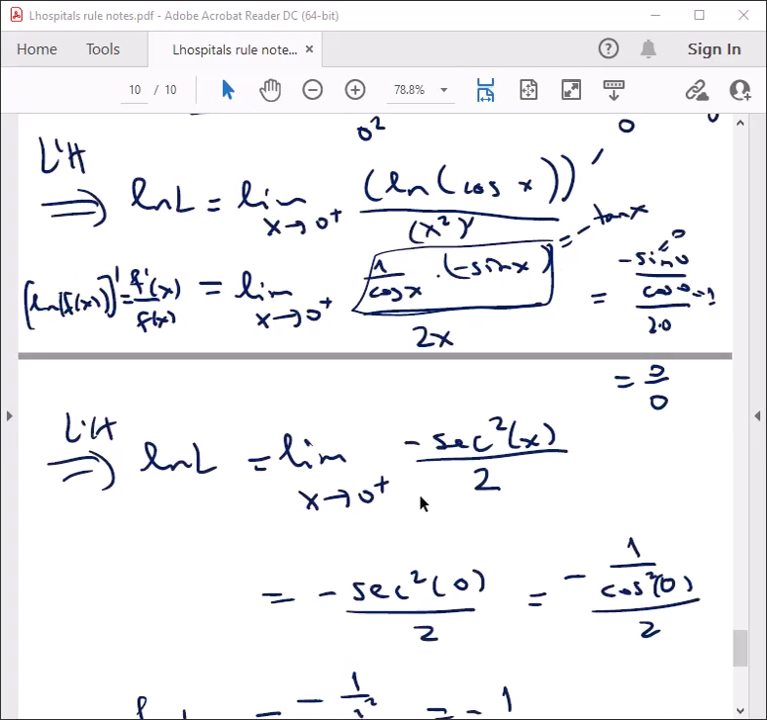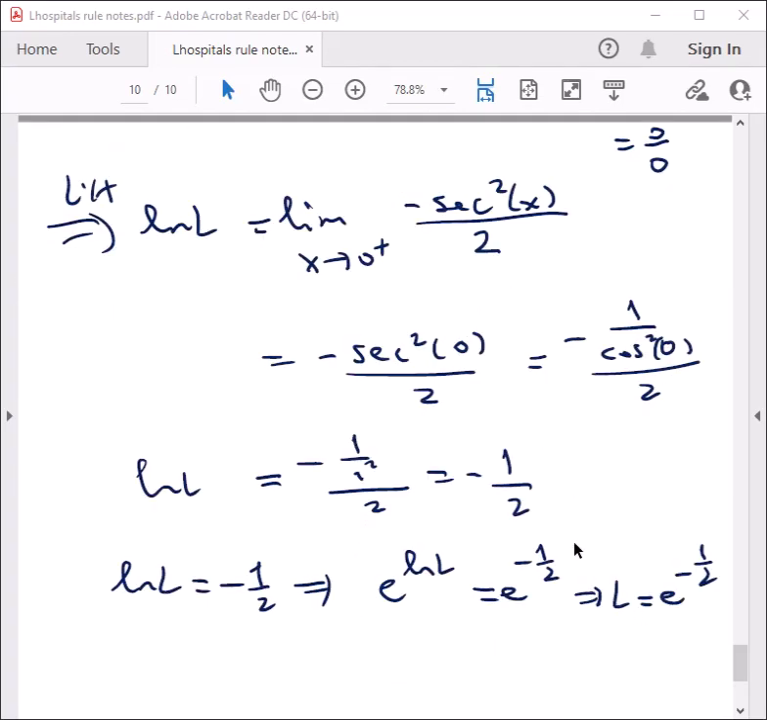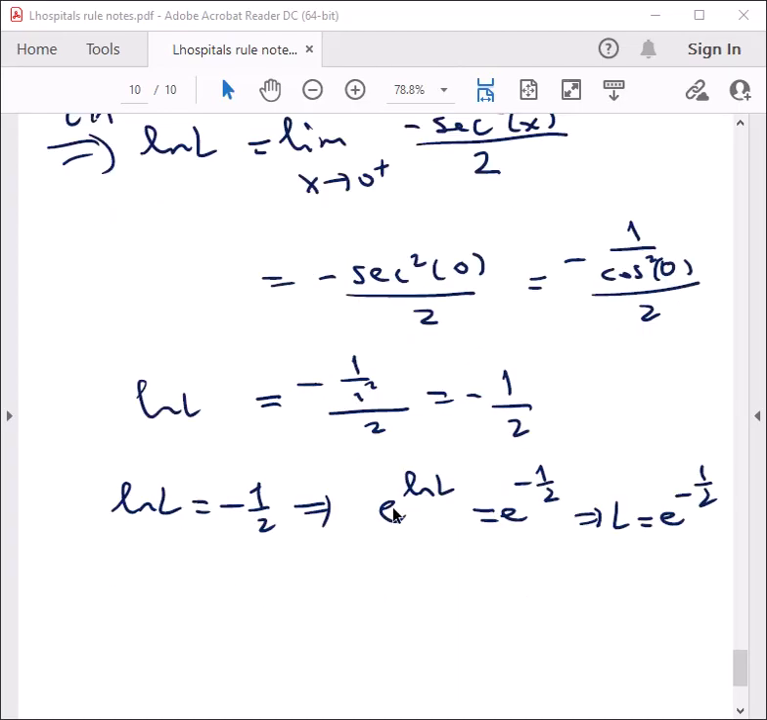Take the limit as x goes to 0 of secant squared 0. But remember, secant is 1 over cosine. So we have secant squared 0 equals 1 over cosine squared 0. And there is a minus also there. Cosine 0 is 1. So 1 squared is 1. We have minus 1 over 1 squared divided by 2, which is minus 1 over 2. But this is the ln of the limit. So we write this as e to the ln L equals e to the minus 1 over 2. Then this is just L equals e to the minus 1 over 2. You can just leave it like this, but you can also think of it as 1 over square root of e.